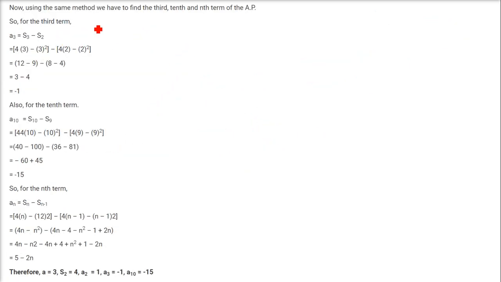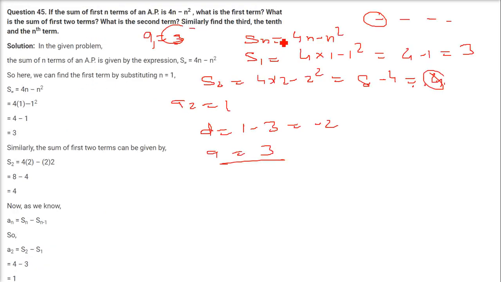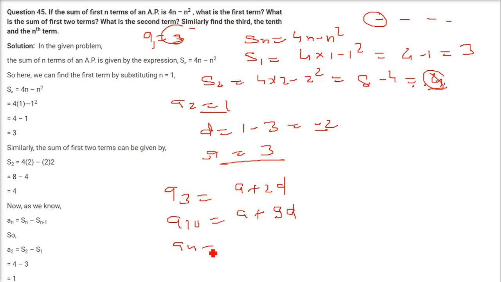So now you can directly use the formula, or rather A and D is there, so you can do that also. Sum of first two terms. What is the sum of the first two terms? We have already known the second term, minus this 1. So find the third term, 10th term and nth term. What is the third term? A3 will be A plus 2D. What is the 10th term? A10 will be A plus 9D. What is nth term? An will be A plus (n minus 1) into D.